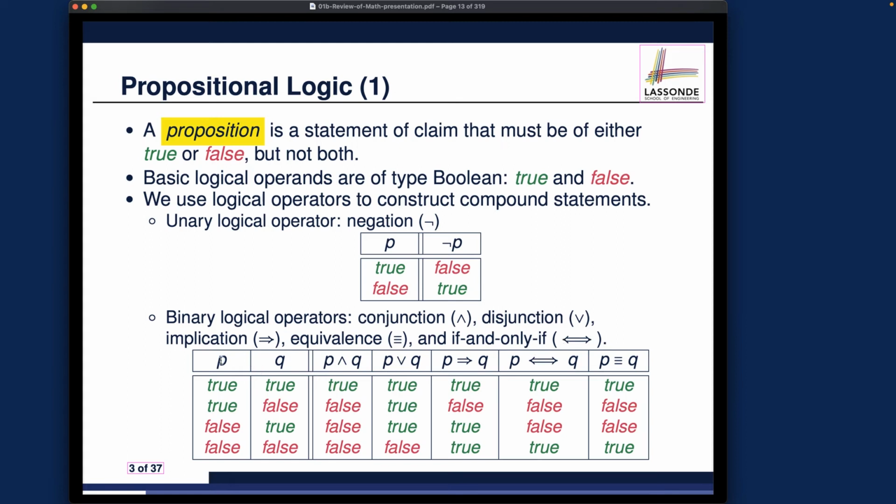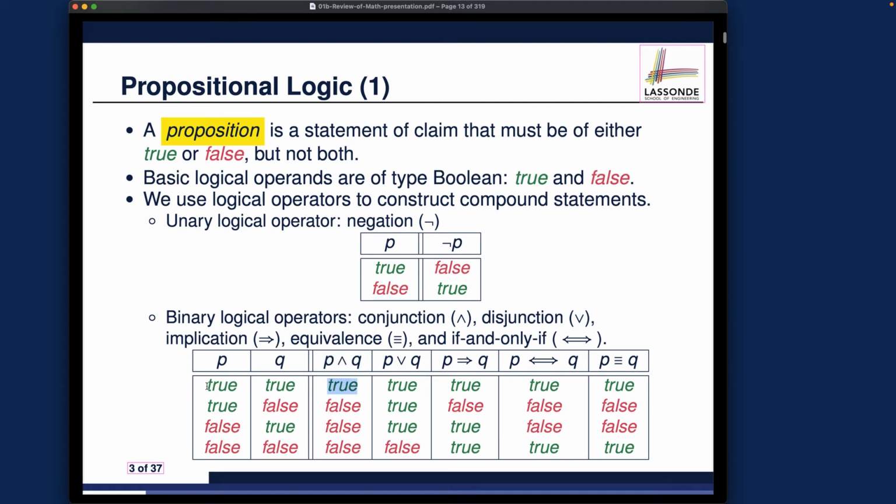Since we got P and Q, that's why we got 2 times 2. We got 4 rows to enumerate all the combinations for true and false between the two Boolean variables. So we got true, true; true, false; false, true; and false, false. Straightforward.